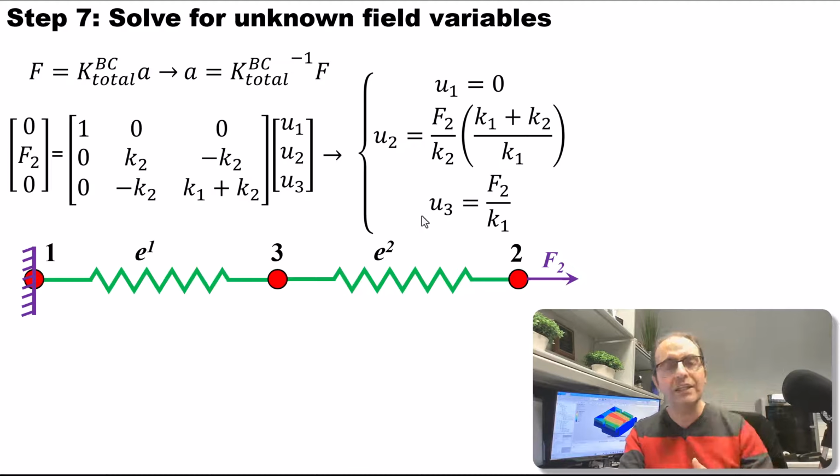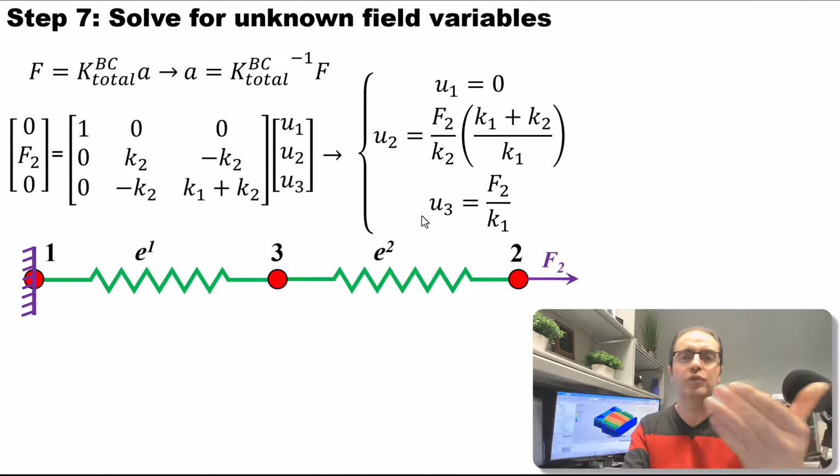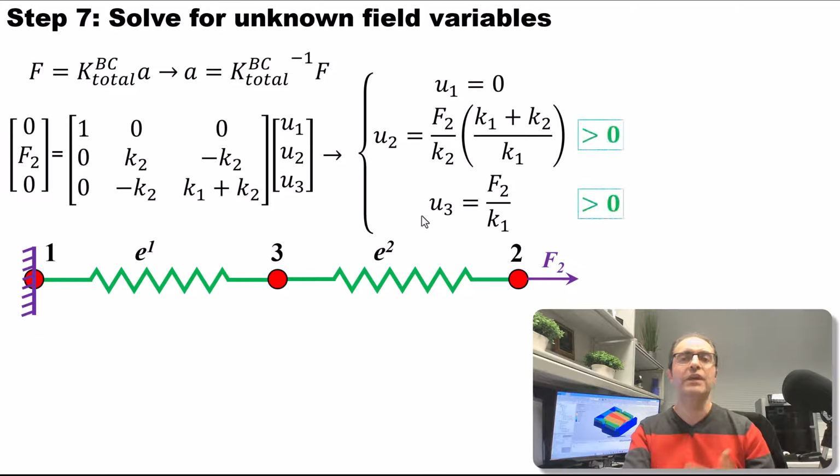The other validation we can do is that both U2 and U3 are actually bigger than 0. Sometimes we want to make sure that a deformation that we expect to be negative is actually negative, and a deformation that is expected to be positive is actually positive. So these are different layers of validation we do on our results.